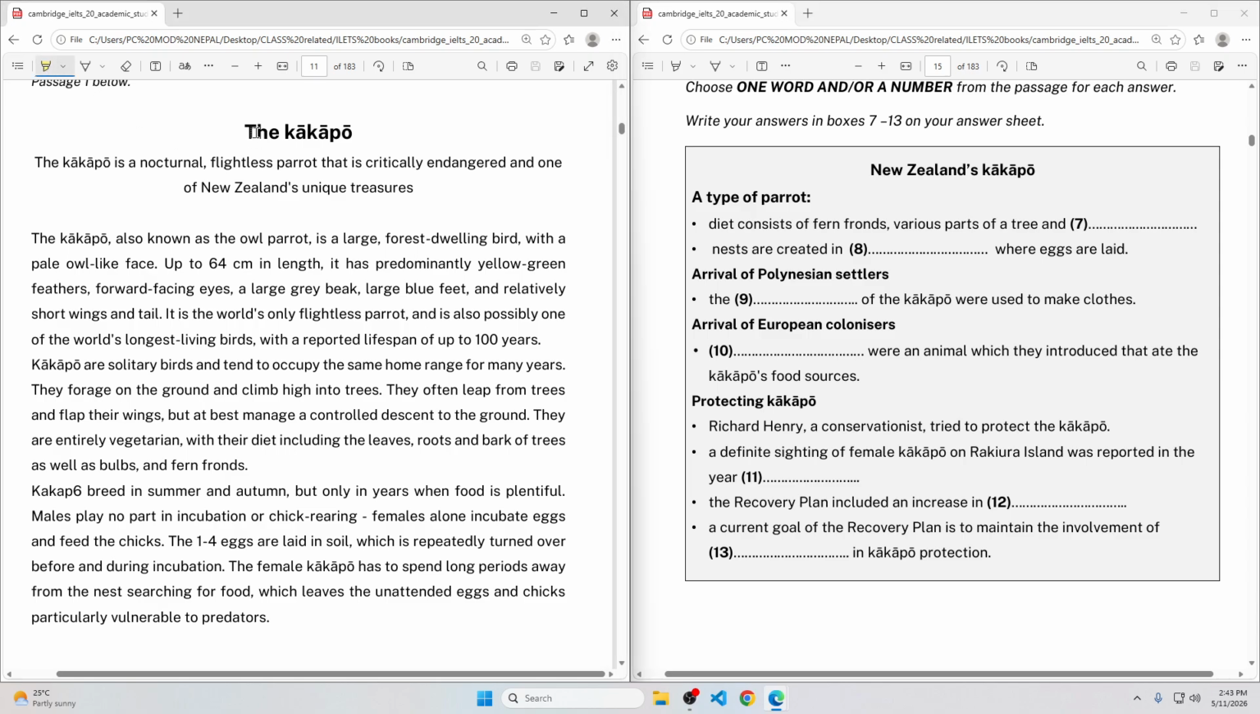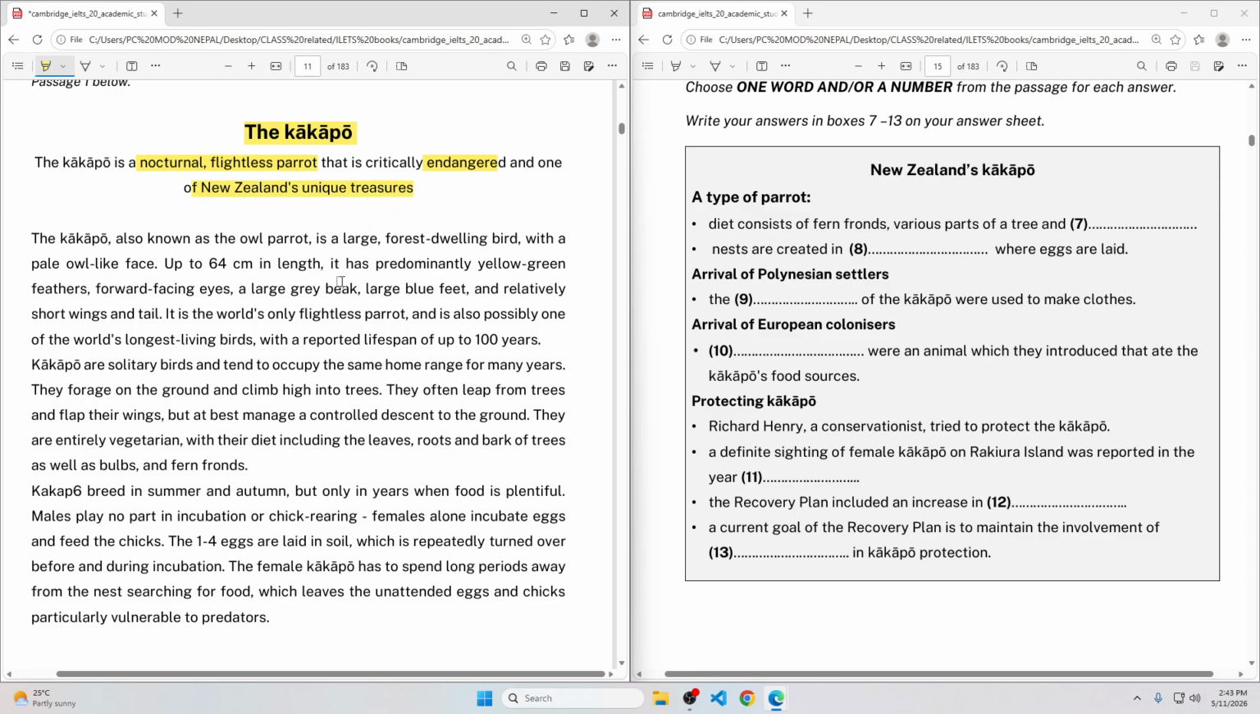Okay, let's look at the heading. It says the kakapo, which means we are not going to use this as our key phrase. The kakapo is a nocturnal, flightless parrot that is critically endangered and one of New Zealand's unique treasures.